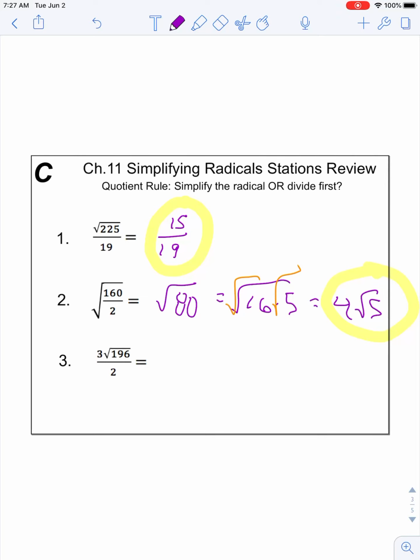Okay, on this last problem here, the square root of 196 is a perfect square of 14. So what I have is 3 and then times 14 over 2. And 3 times 14 is 42. When we divide that by 2, we get 21. So our final answer here is 21.